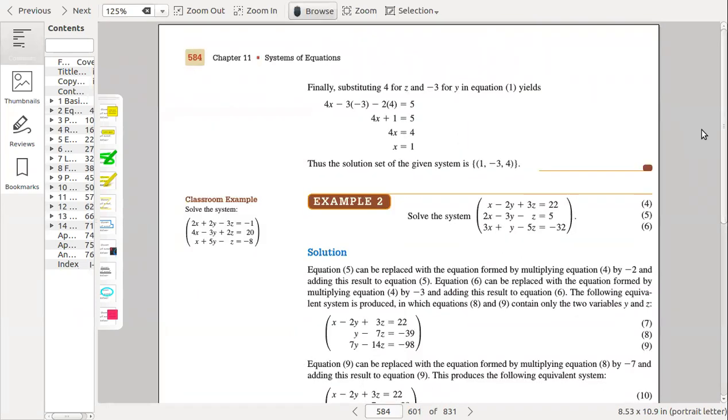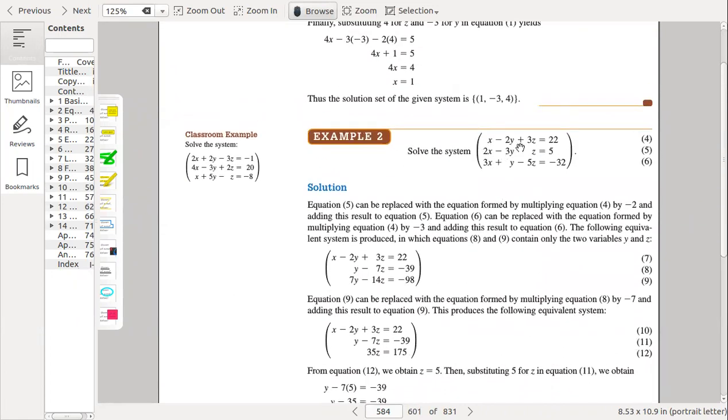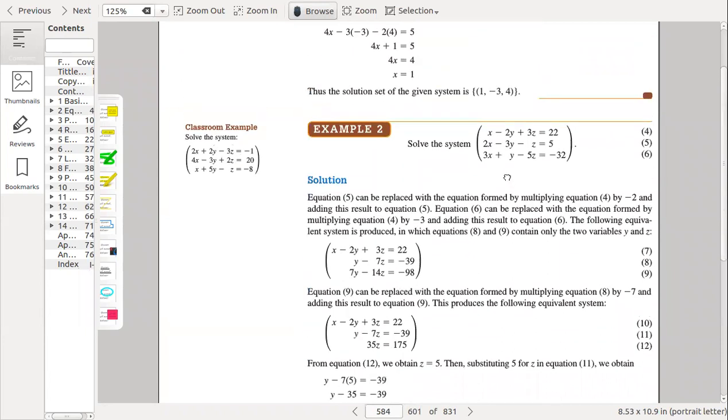So okay, the next example is: solve the system x minus 2y plus 3z is equal to 22, 2x minus 3y minus z equal to 5, 3x plus y minus 5z is equal to minus 32. What is the solution? Now the problem is that the three equations have three variables, so we cannot directly get a value of any variable.